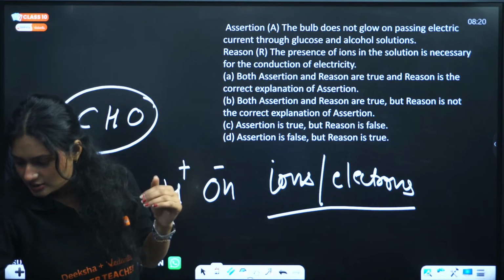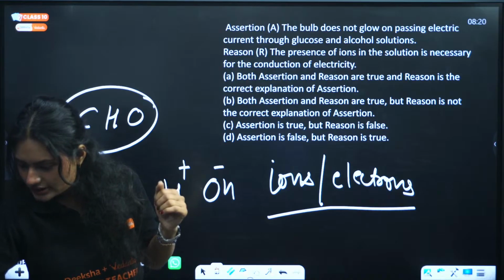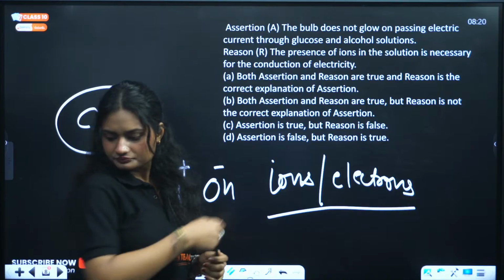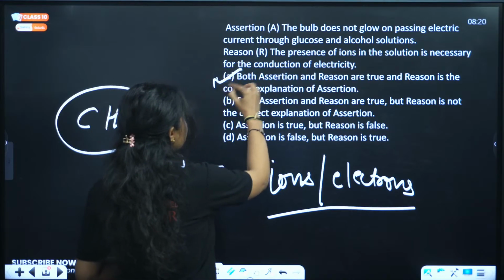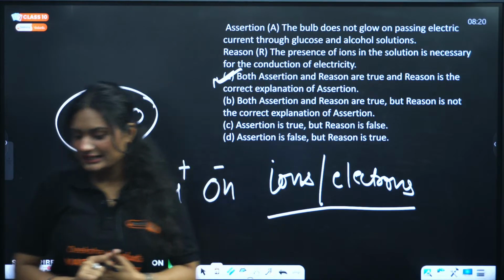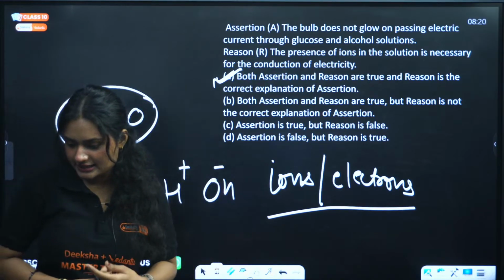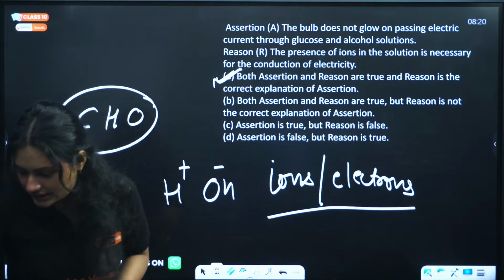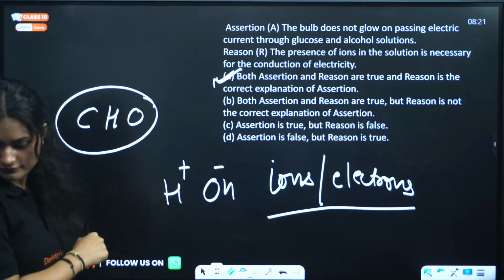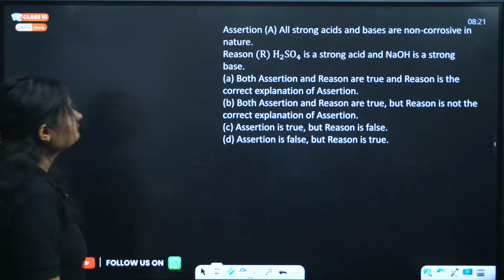Yes, the correct answer is option number A. I hope it is clear. Let's move on to the next question. Yes, you are answering correctly. A is the correct answer. Free electrons and positive negative ions. Correct, Hemant. Okay, Abhinav. Next question.